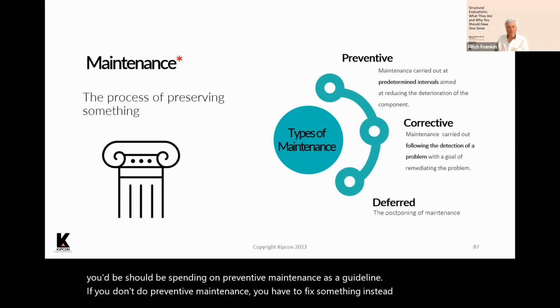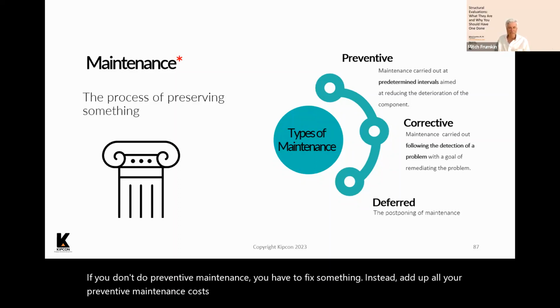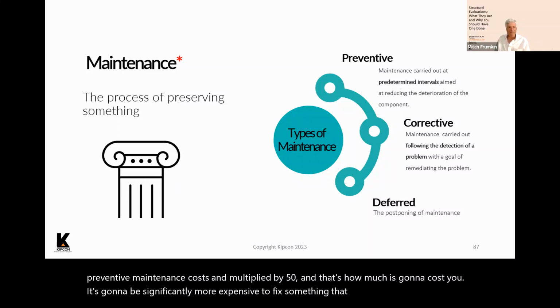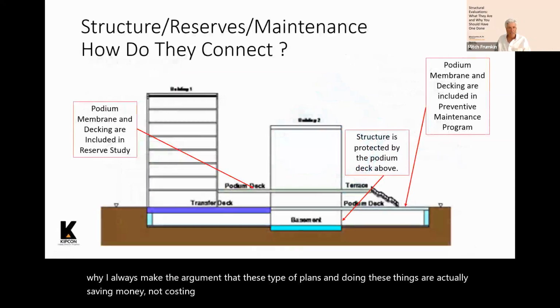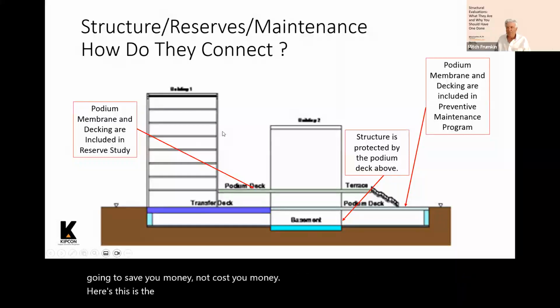Add up all your preventive maintenance costs and multiply it by 50, and that's how much it's going to cost you. It's going to be significantly more expensive to fix something than it is to maintain it, which is why I always make the argument that these types of plans and doing these things are actually going to save you money, not cost you money.